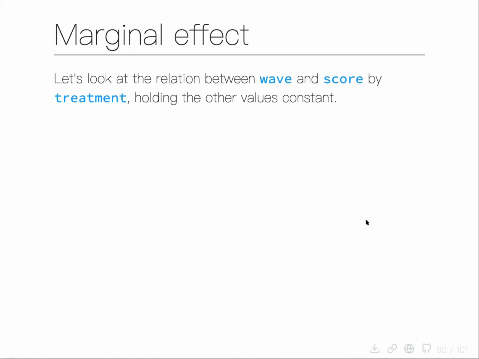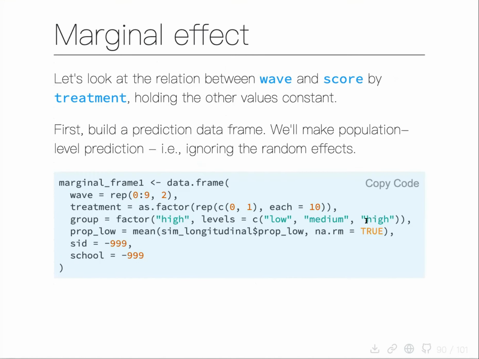All right, so marginal effect. Let's look at the relation between wave and score by treatment. Okay, that was our interaction that we modeled. So I'm gonna take you through this quickly, but you'll have the code by hand, and then I'm gonna introduce a package that will basically do it for you, okay? So this gets complicated. I should have shown a different way of doing this, but this gets complicated because of the length of things, all right? So I'm not gonna pay too much attention to that, but basically you need each of these things to end up being the same length.